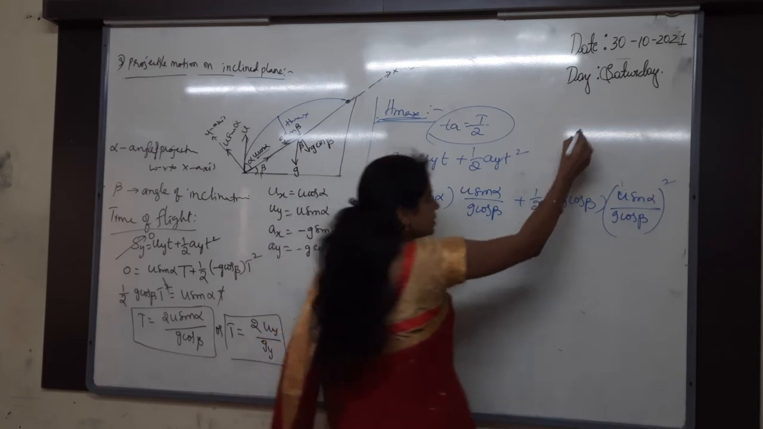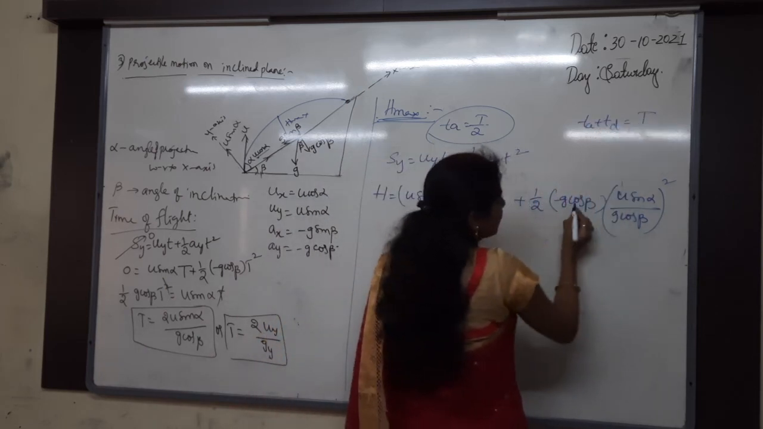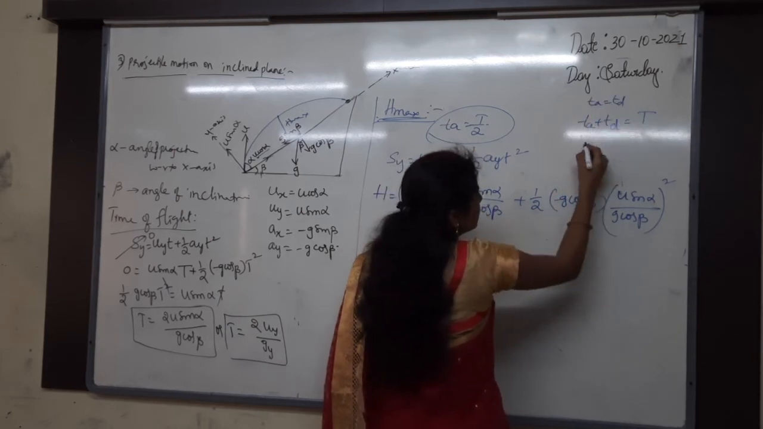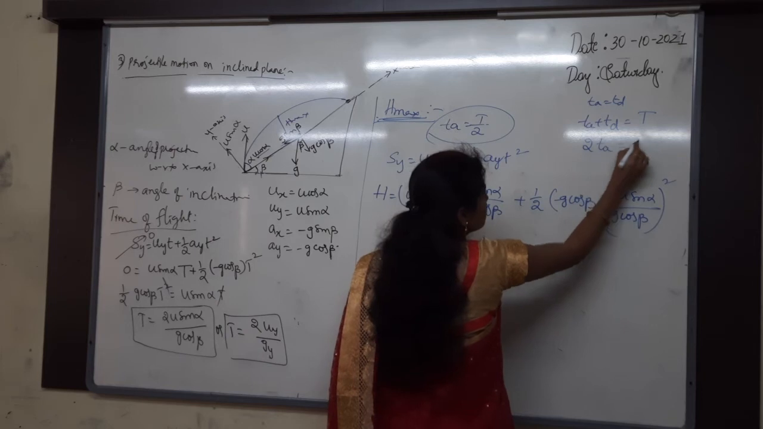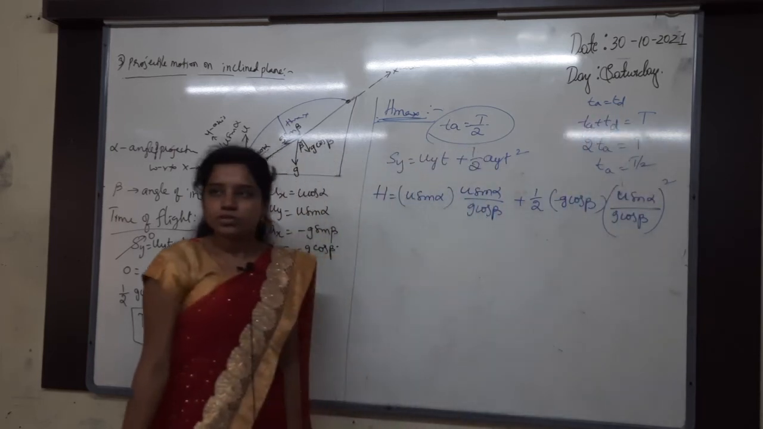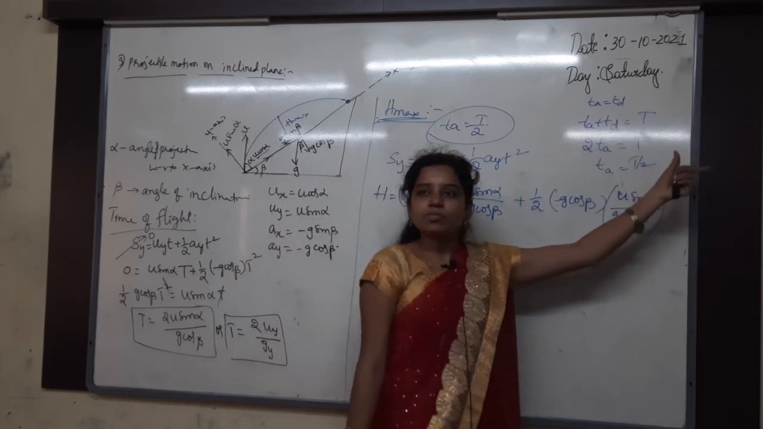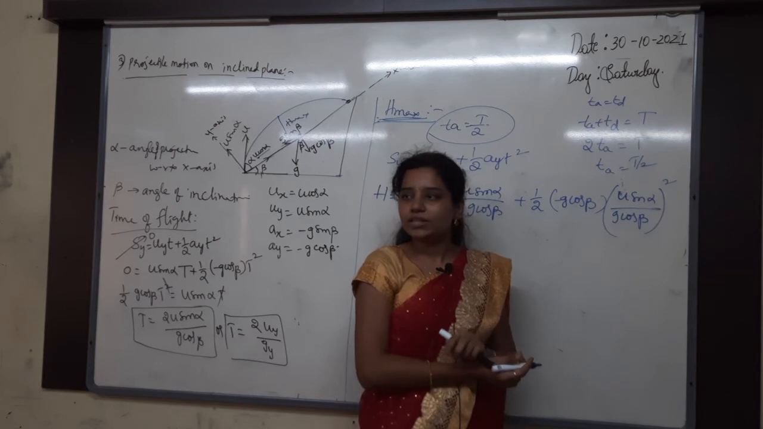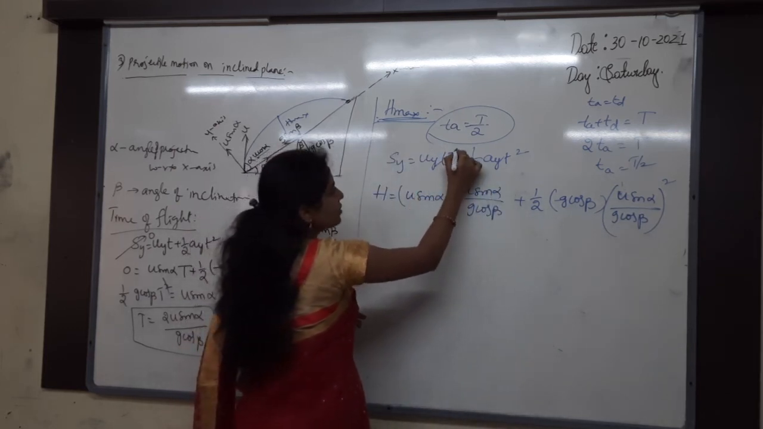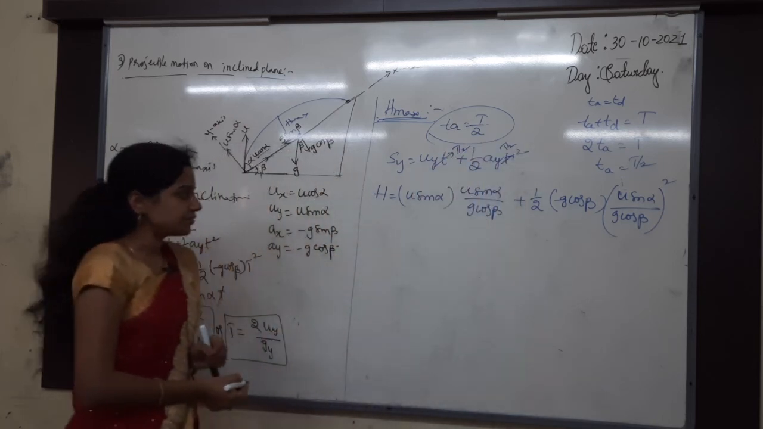Why? Because always time of ascent plus time of descent is equal to T. The time of ascent is equal to the time of descent, so 2 times time of ascent is equal to T. Then time of ascent is T by 2. Again time of descent is also T by 2 only. T by 2 plus T by 2 gives you total T only. Now you have to take this one as T by 2, and this one also as T by 2 whole square. That is what I have substituted.